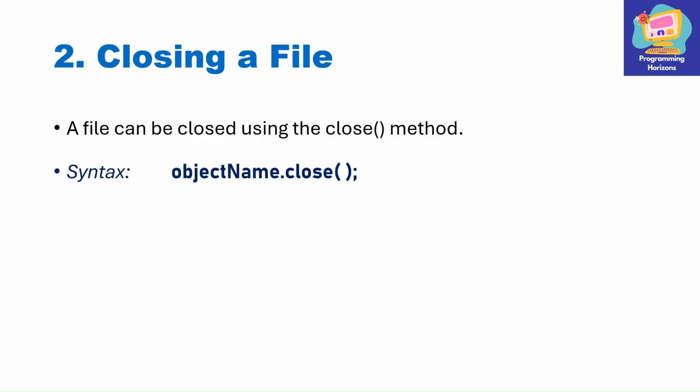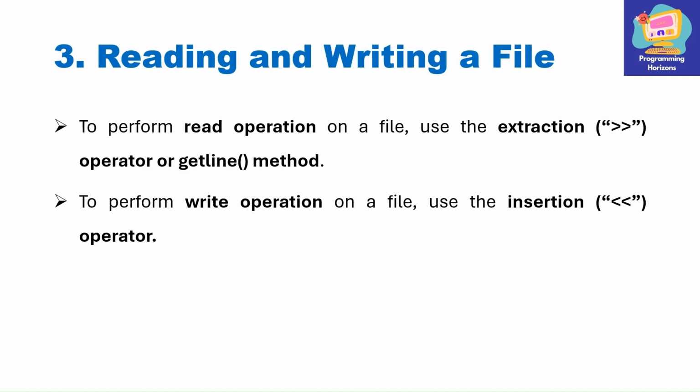After performing the desired operation on a file, we must close it using the close method. The syntax is shown over here. To perform read operation on a file, we use extraction operator, which we have been using with cin object, or we can also use getline method. In the same way, we can perform write operation on a file using the insertion operator, which we have been using with cout object.